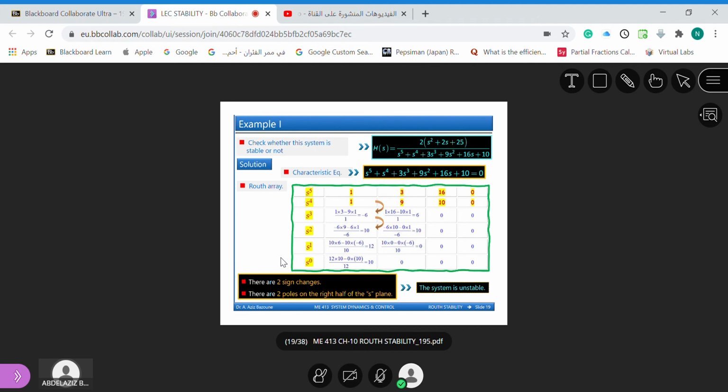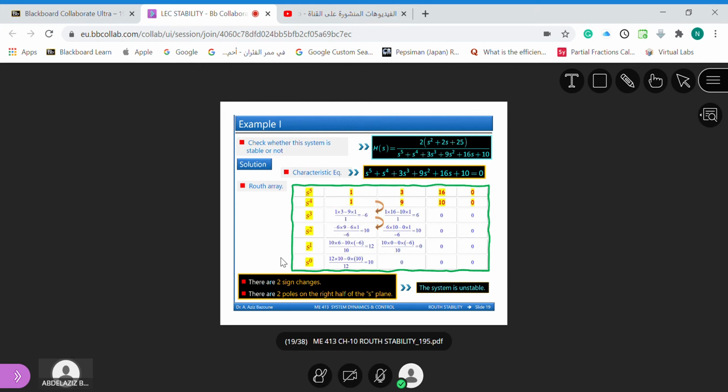The coefficient now, this is negative. So from positive to negative, this is the first change. From negative to positive, this is the second change. We have two sign changes. Two sign changes means we have two roots lying on the right-hand side of the plane, and the system is unstable. To calculate this, these are given from the polynomial. To calculate this, it's explained here. If it's not clear, I will explain it again.